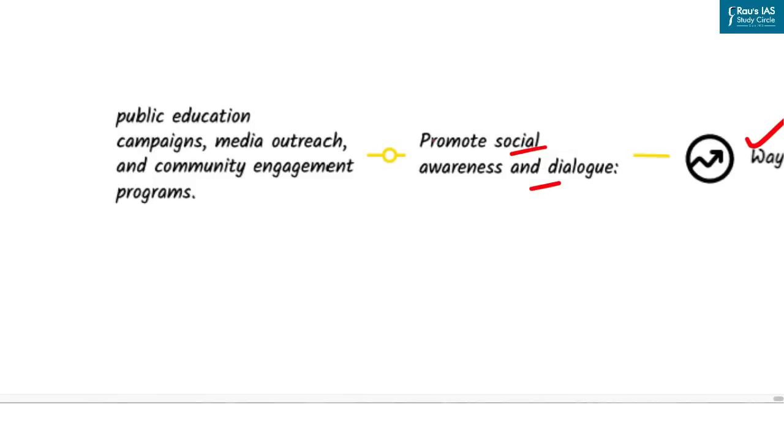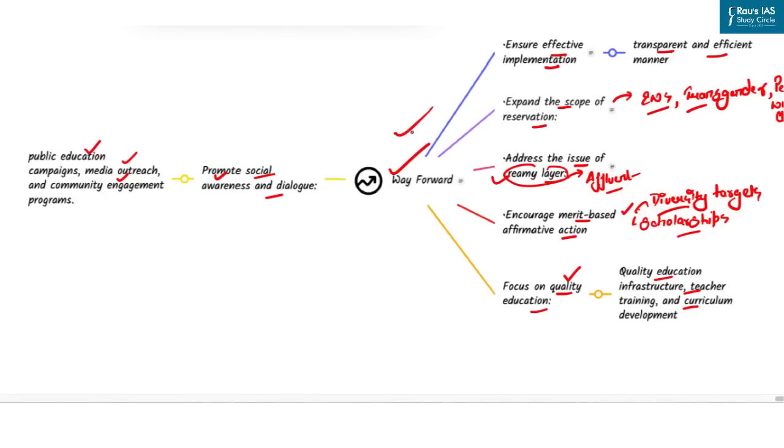Next is to promote social awareness and dialogue. Creating social awareness and dialogue around the issues of caste and reservation is important to promote greater understanding and acceptance of the need for affirmative action policies. And how can this be done? This can be done through public education, campaigns, media outreach, and community engagement programs. So these are a few suggestions which can be used to reform the reservation system in India.